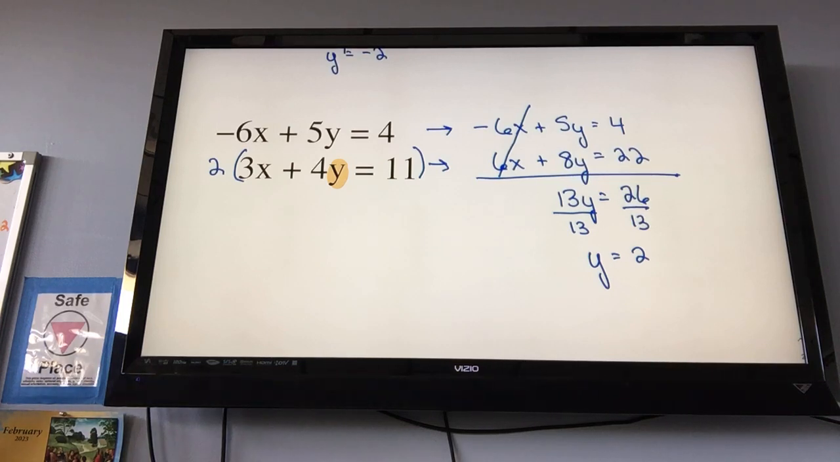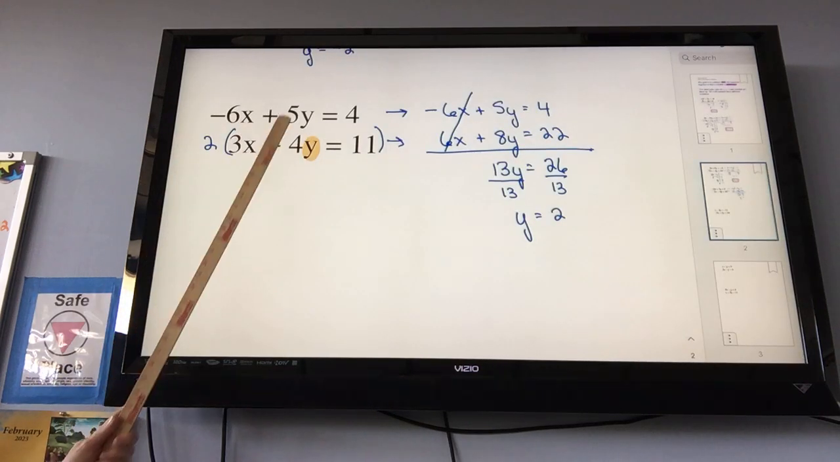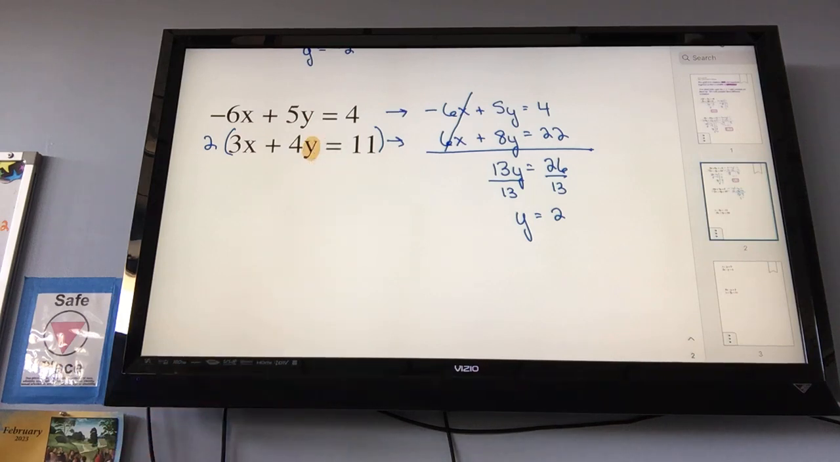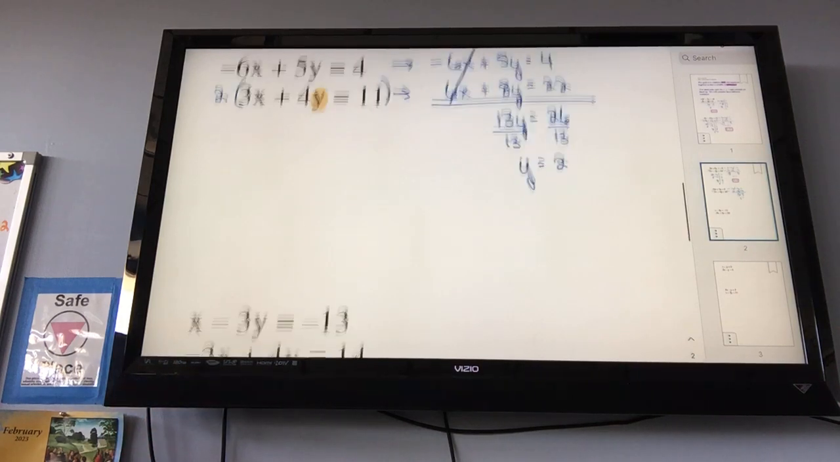That's better. So where do we plug the 2 into? Where I've just highlighted. If it says y equals, it has to go either here or here. Doesn't matter, you get to choose. You can put it in either one, and you're gonna get the same answer.